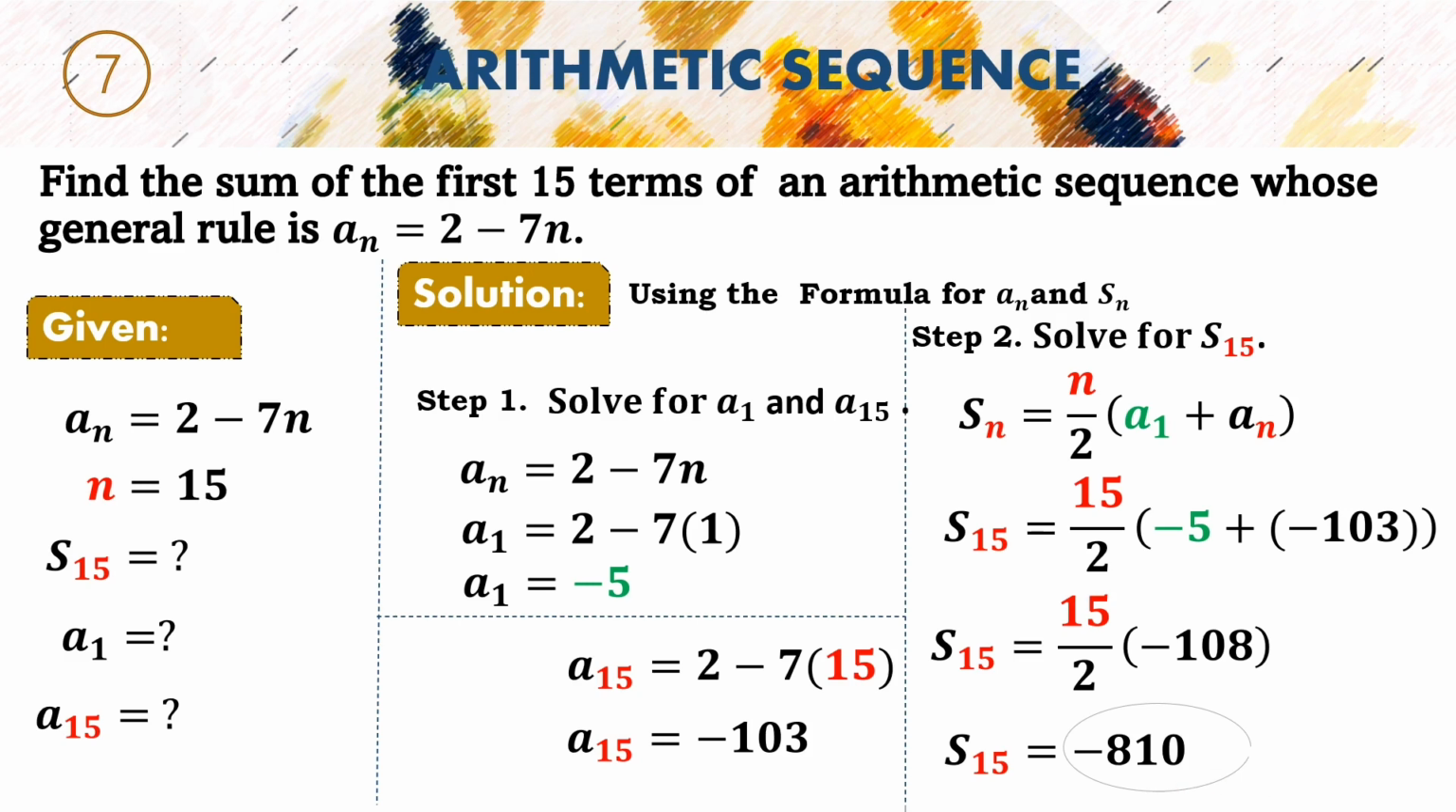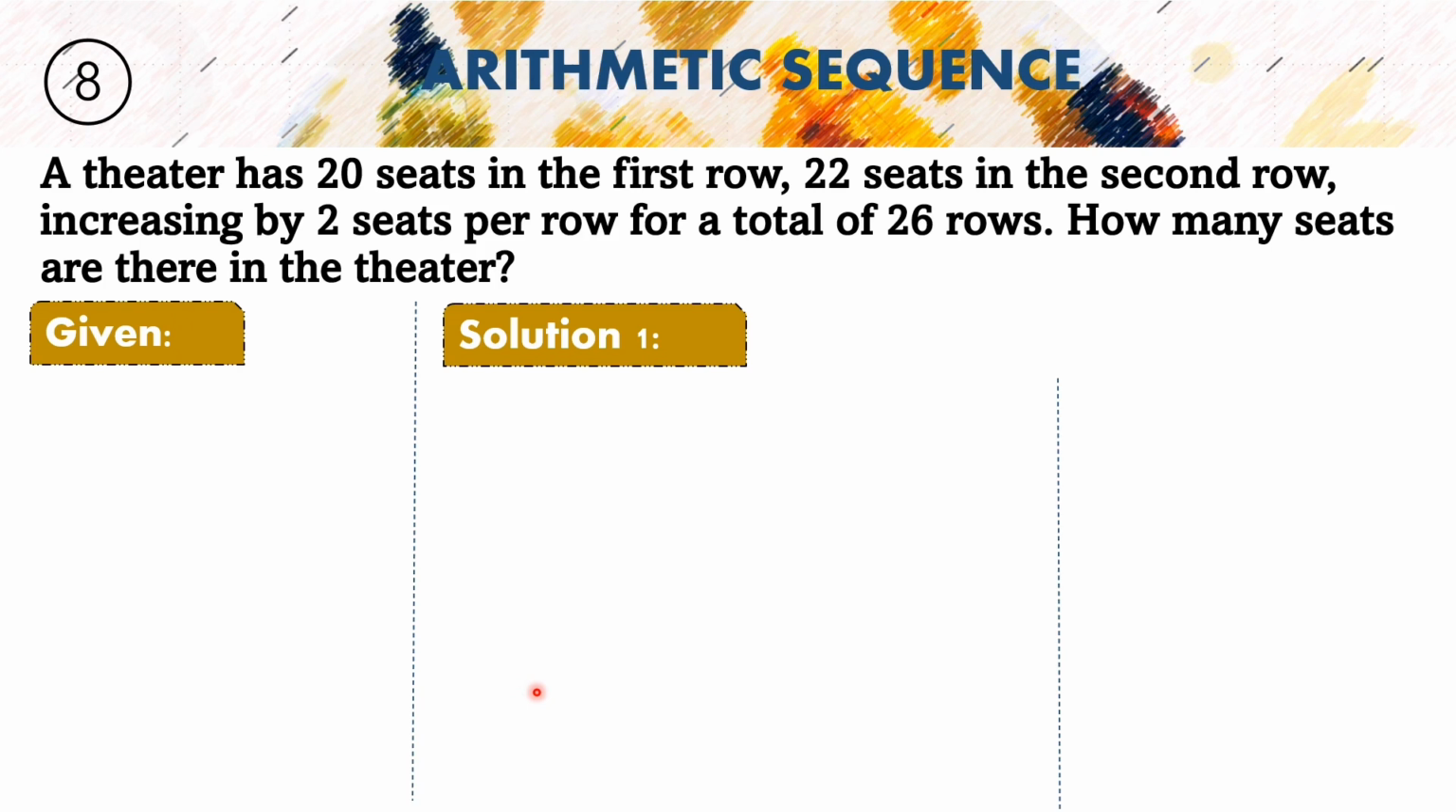Okay, proceed to number 8. This is an application of the key concept of sum of n terms of an arithmetic sequence in a real life situation. A theater has 20 seats in the first row, 22 in the second row, increasing by 2 seats per row for a total of 26 rows. How many seats are there in the theater?